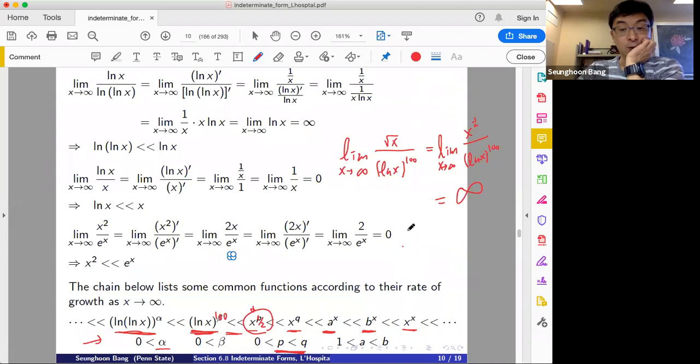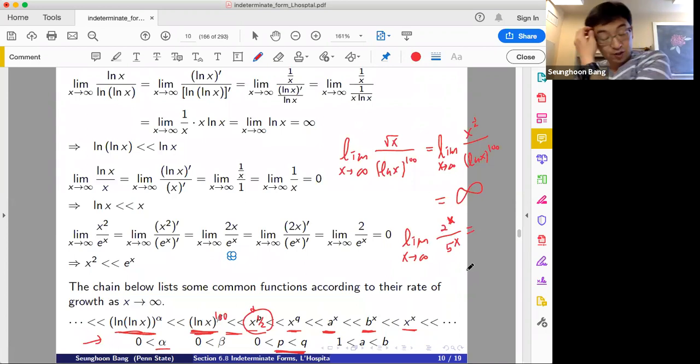It's good. So one more. The limit as x approaches infinity of 2 to the x over 5 to the x. What is your answer? The answer is 0, is it right? How about other students, the same answer? Which one is growing faster?